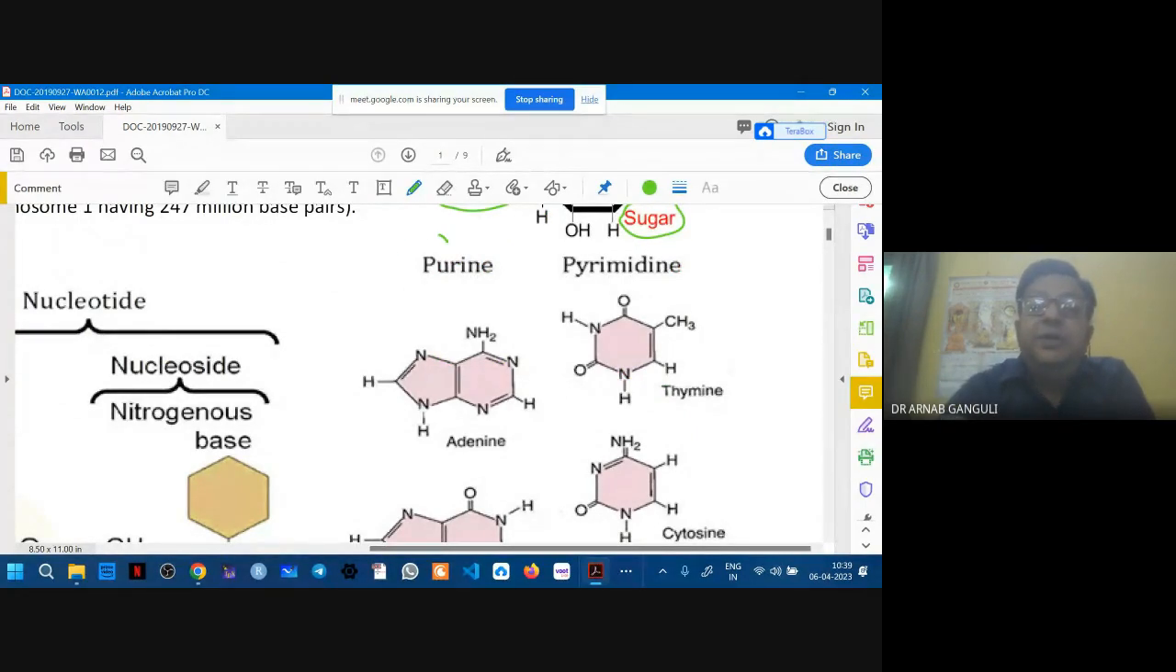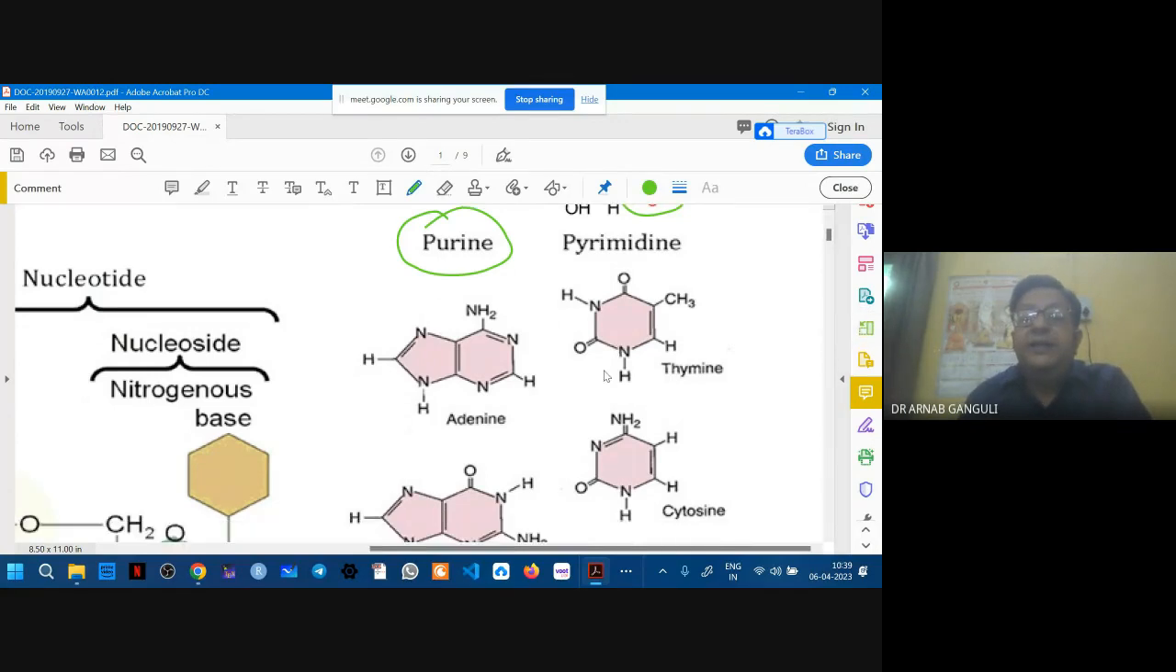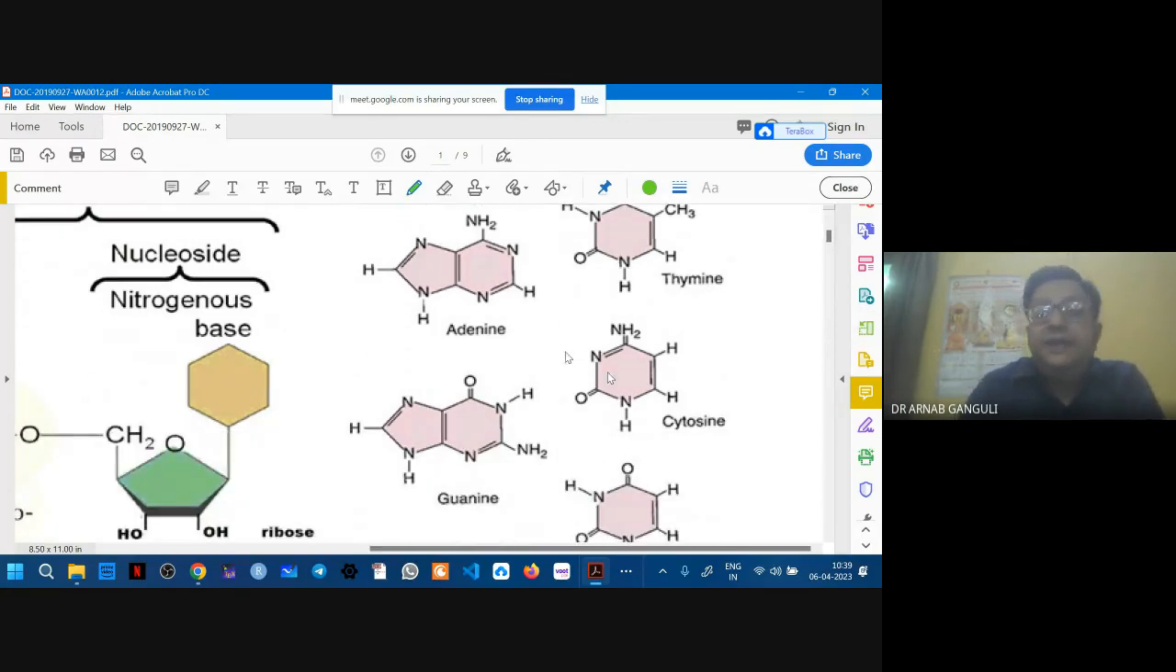The examples of purine are adenine and guanine. This is the structure of adenine and this is the structure of guanine. The difference is that in adenine there is an NH2 group which is not present in guanine. Here there is a hydroxyl O group, and the NH2 is present over here. Otherwise, their structures are similar.